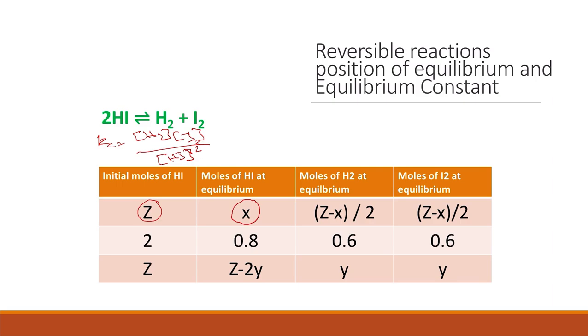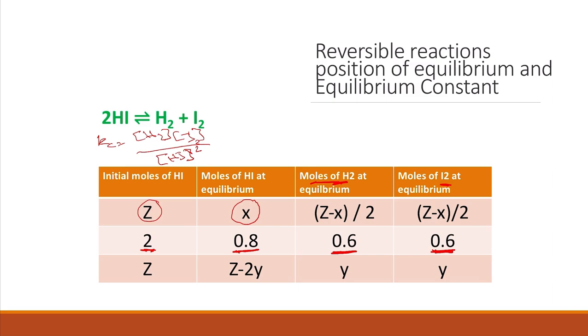And then half of that value will be the number of moles of hydrogen, and also will equal the number of moles of iodine at equilibrium. For example, if the initial moles were 2 and moles at equilibrium 0.8, then that means 2 minus 0.8 is 1.2, and half of this value is going to be the moles of hydrogen at equilibrium, and also the same for iodine.